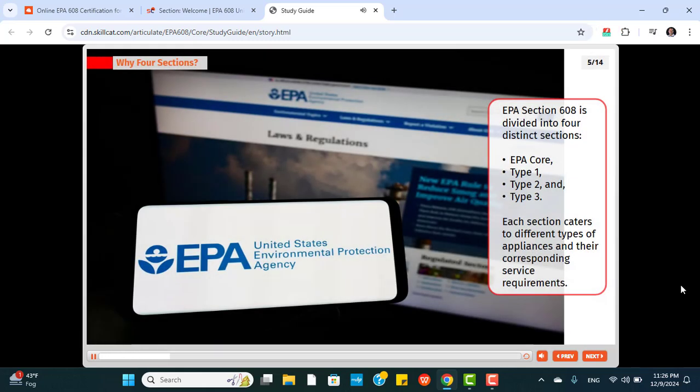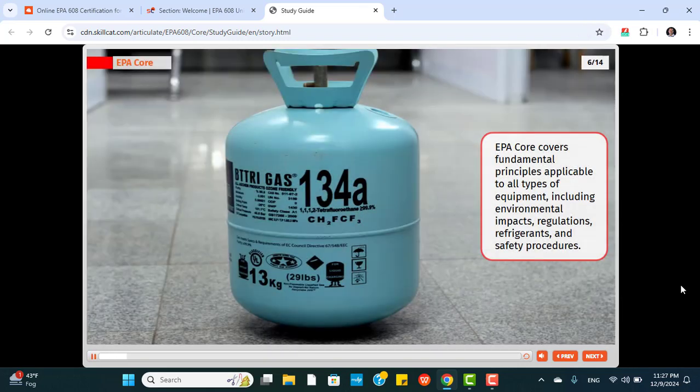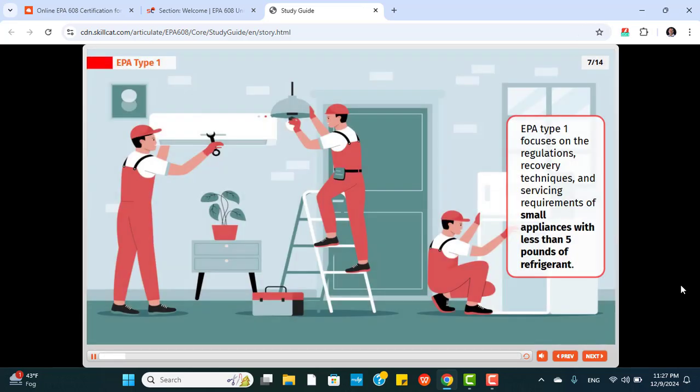EPA Section 608 is divided into 4 distinct sections: EPA Core, Type 1, Type 2, and Type 3. Each section caters to different types of appliances and their corresponding service requirements. EPA Core covers fundamental principles applicable to all types of equipment, including environmental impacts, regulations, refrigerants, and safety procedures. EPA Type 1 focuses on the regulations, recovery techniques, and servicing requirements of small appliances with less than 5 pounds of refrigerant.